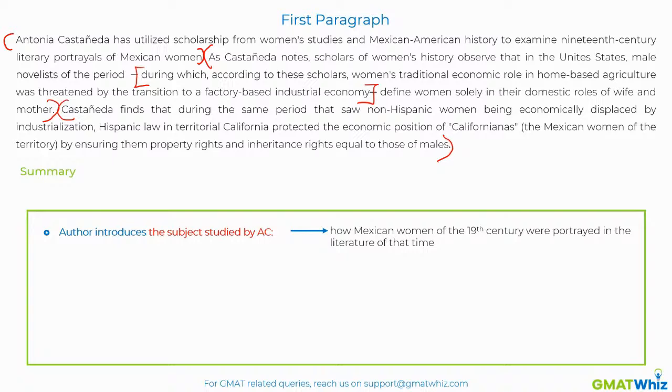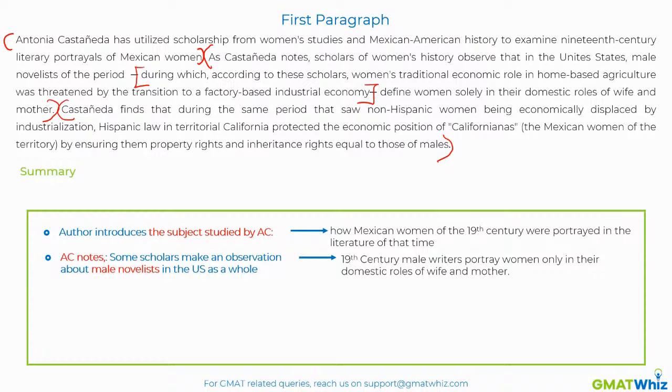The second sentence, that long second sentence, tells you what Castaneda notes about the scholars of those times. Remember, she was studying scholarship from women's study. She was looking at the Mexican American history. So obviously, the writers of the Mexican American history and the writers of women's studies, Castaneda is telling us about them. She says that those scholars are making an observation about male novelists in the US of that time. These male novelists, the 19th century male novelists, show women only in their domestic role of wife and mother.